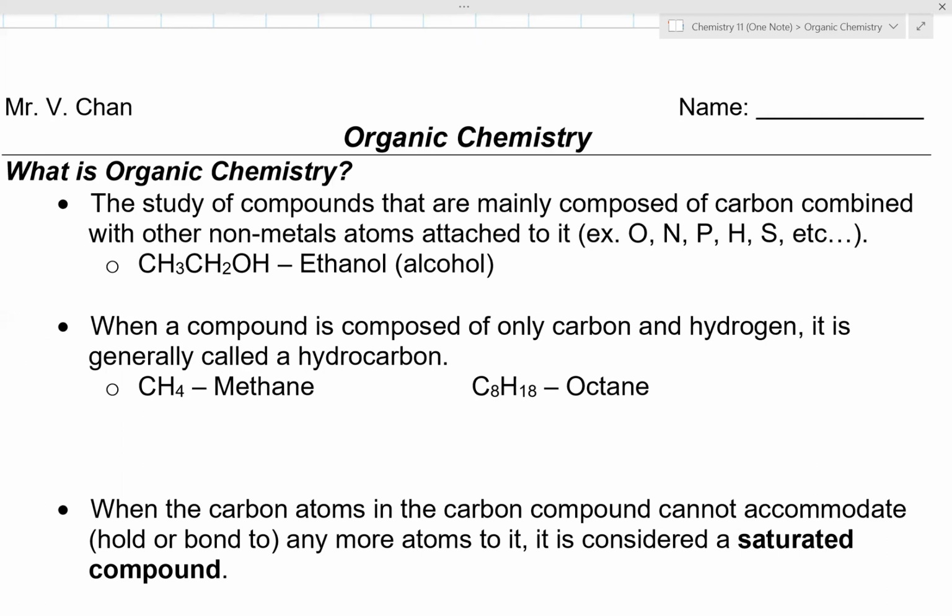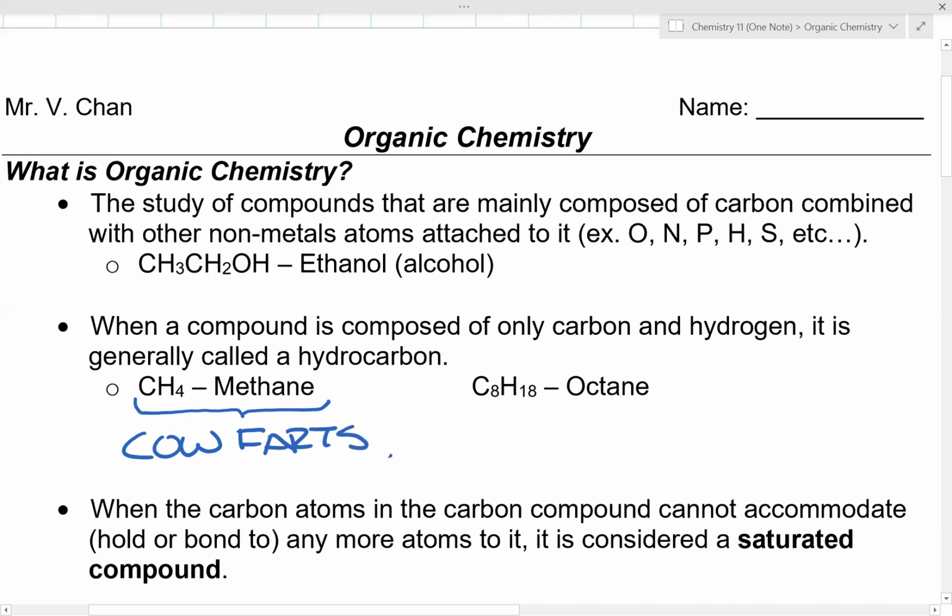Now, when a compound is composed of only carbon and hydrogen, it's generally called a hydrocarbon. This one, CH4, is methane. Where is methane commonly found? Does anybody know? Where is methane most commonly found or produced? Cow farts, that's right. The leading production of greenhouse gases is the farming industry. They do produce a lot of methane gas.